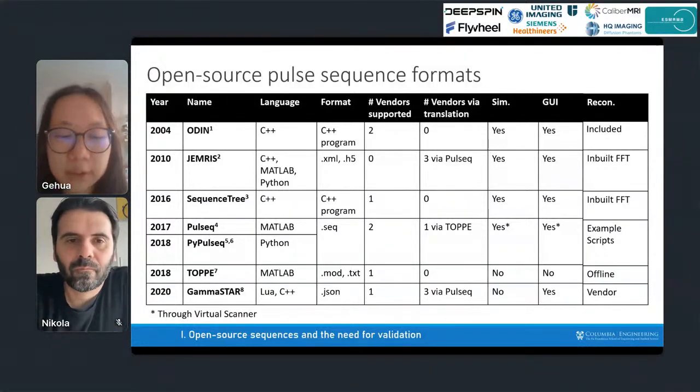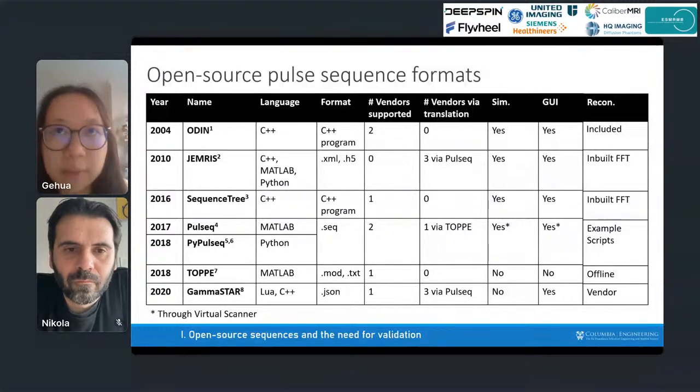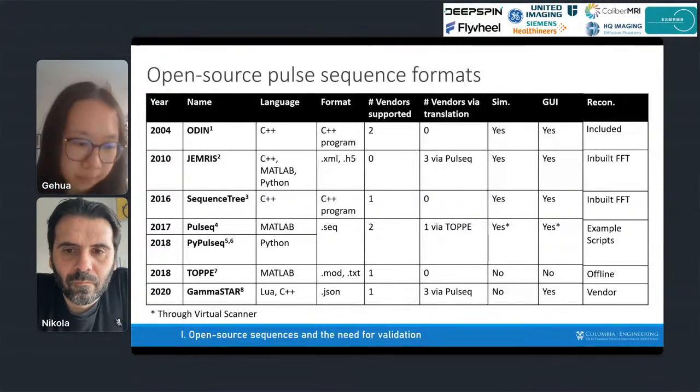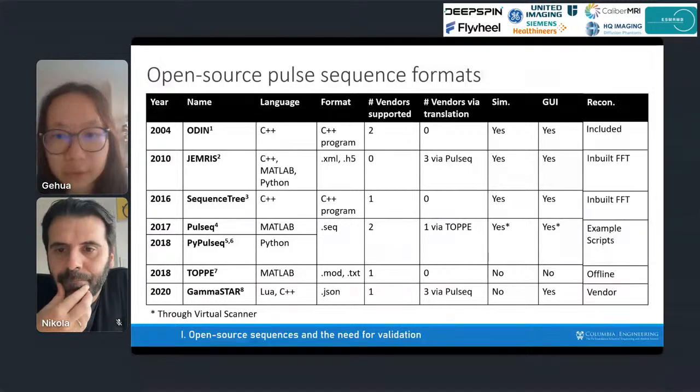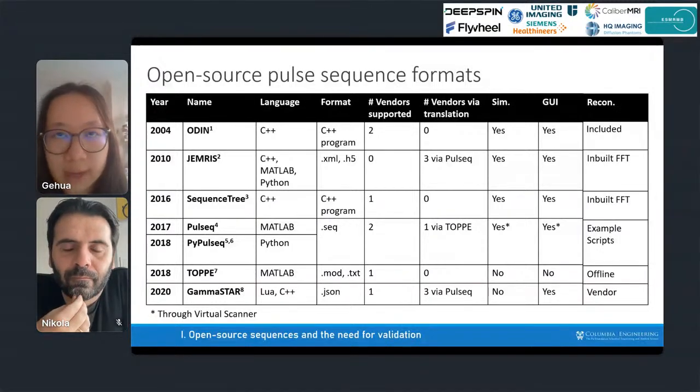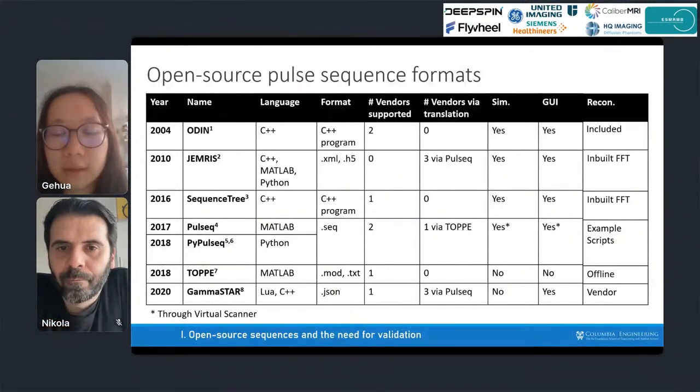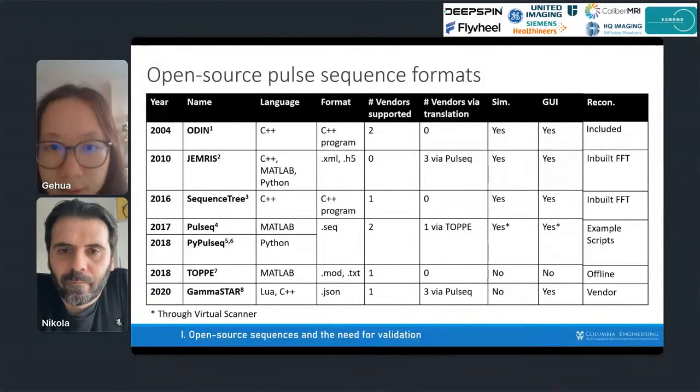Some other aspects we are interested in are simulation, which can help save time by running a test simulation before going to the scanner, having a GUI for designing sequences, and, importantly, having the reconstruction included, as we know many advanced methods contain advanced reconstruction methods that are required to transform the data into images.